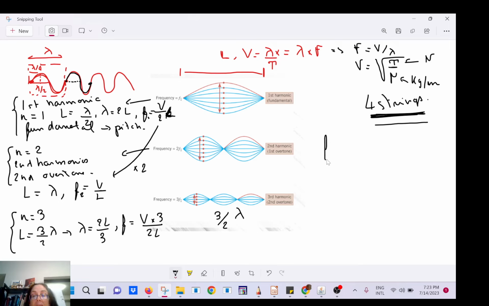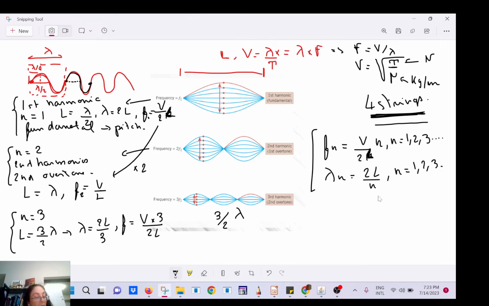Can you see the pattern here? The frequency will be equal to, you always have a V here, and you have a 2L, and then you have an n, and n equals 1 or 2 or 3, and so forth. If you look at the wavelength, it's going to be the opposite. The frequency is n times V over 2L. So lambda will be 2L over n, and n equals 1, 2, 3. That's correct.